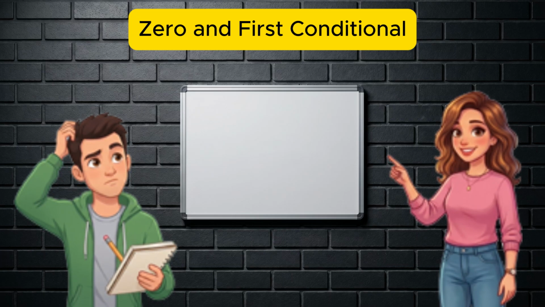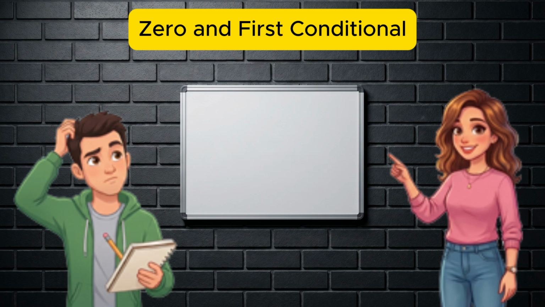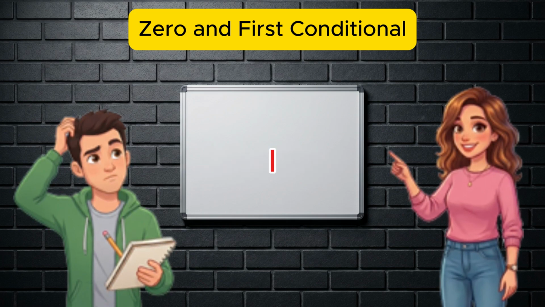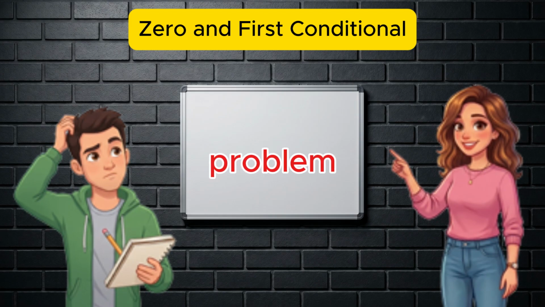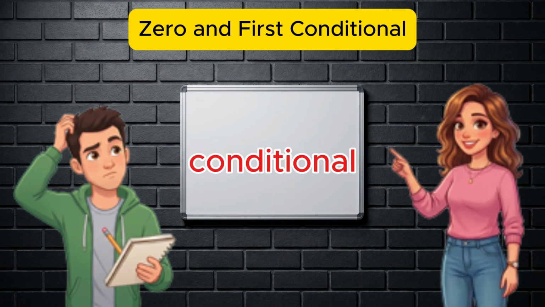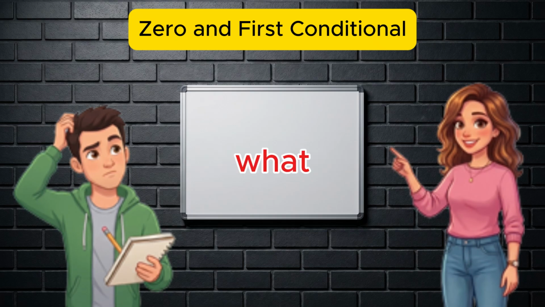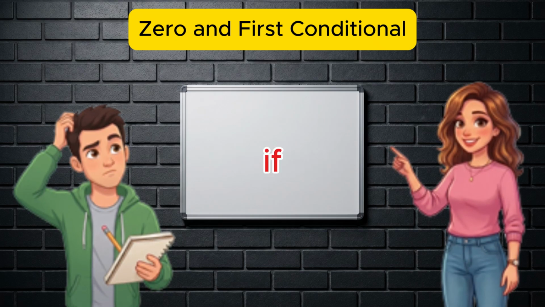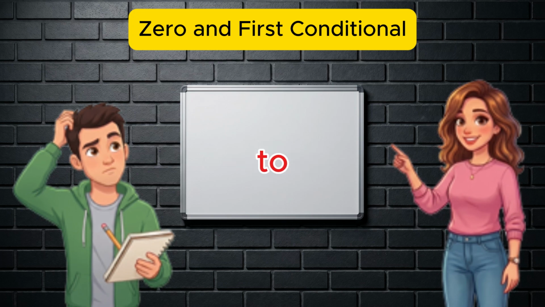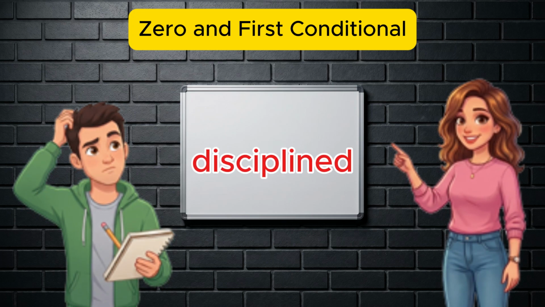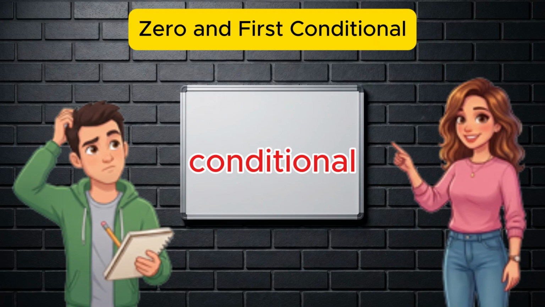Thoughtful solution. First conditional. Let's discuss money. What are your spending habits? If I see a sale, I buy things I don't need. Common problem. Zero conditional shopping habit. What about the upcoming sale? If there's a sale this weekend, I will make a list first and stick to it. Impressed, disciplined approach. First conditional.